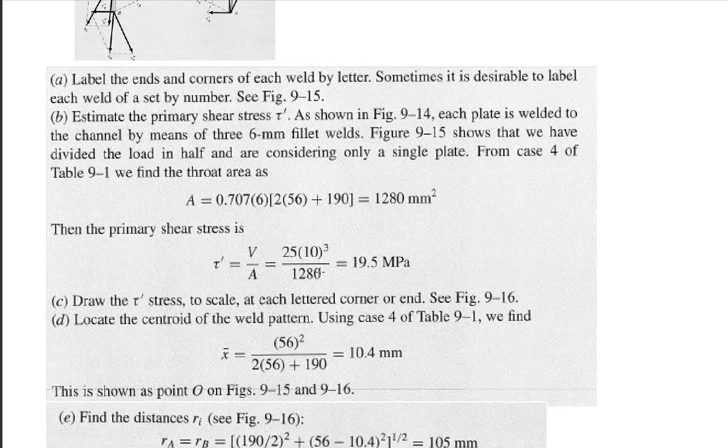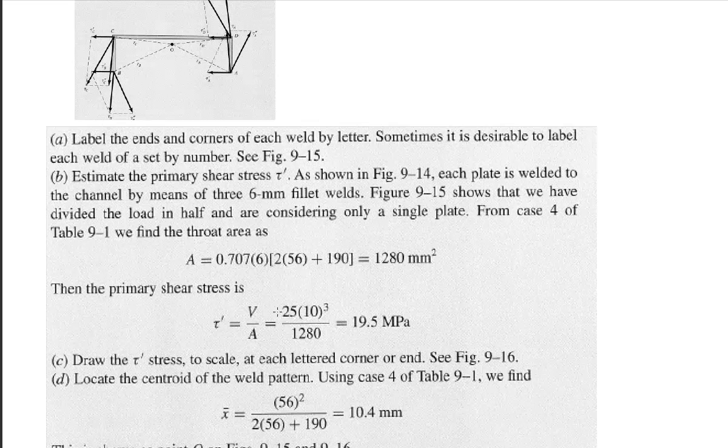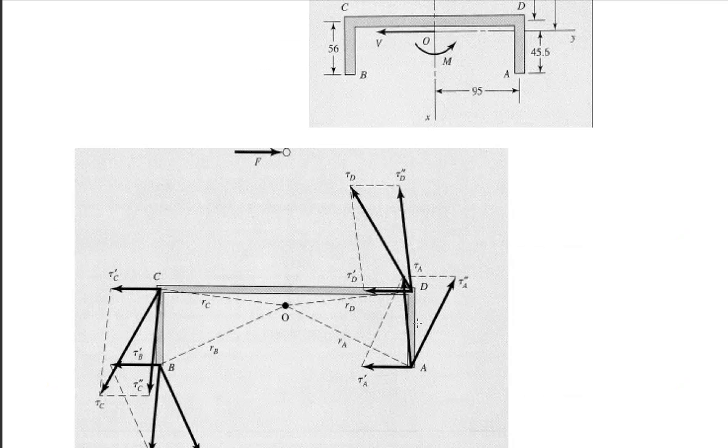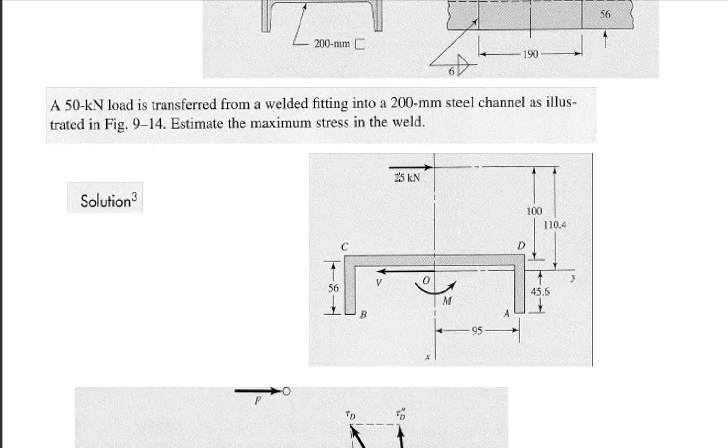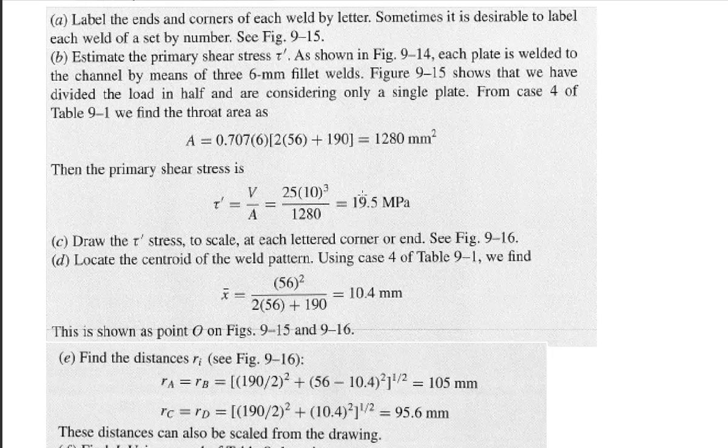So we have 25,000 pounds of load divided by 1280 millimeters. Let's see, no, that's not 25. This is 25 newtons divided by 1280 square millimeters to give us kilopascals. Let's check that load. No, it was a kilonewton load. That's right, 25 kilonewton load. Primary shear of 19.5 megapascals everywhere.